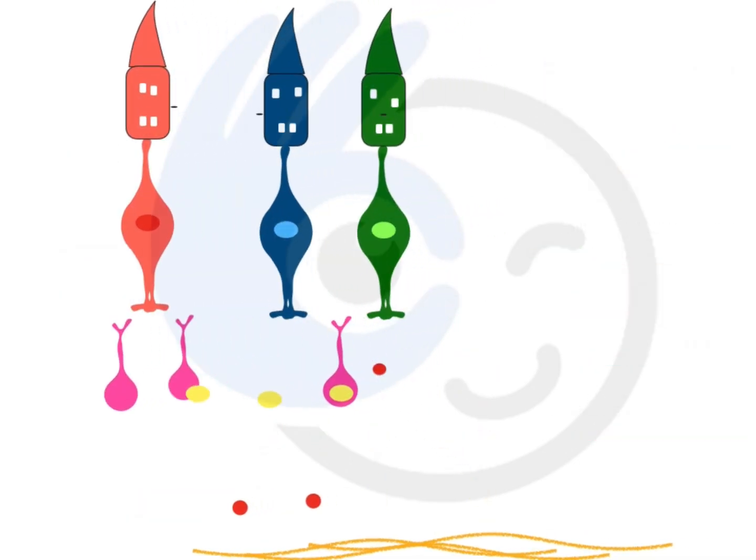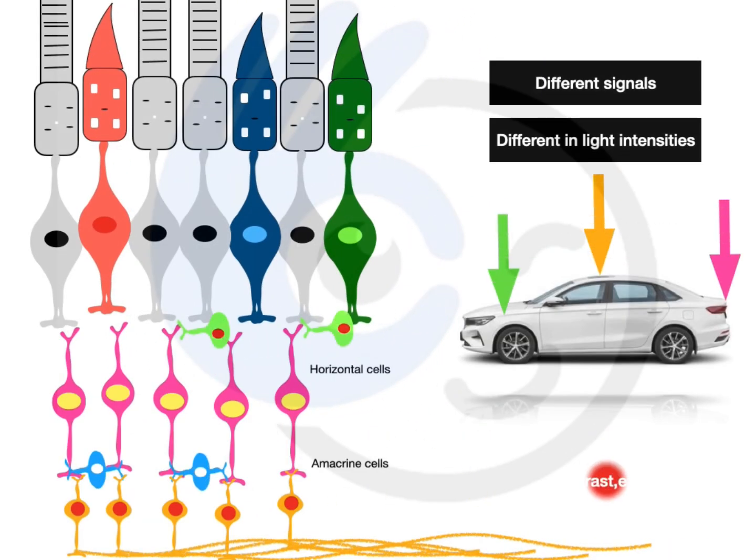Okay, so now there are other cells like horizontal cells and amacrine cells. What they do is receive signals from different parts of the object.